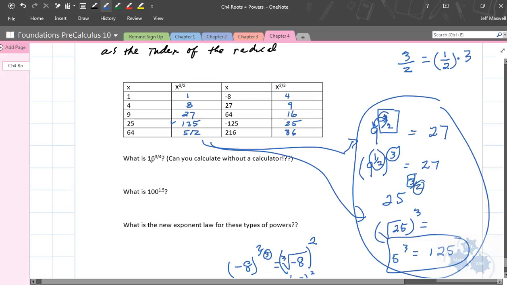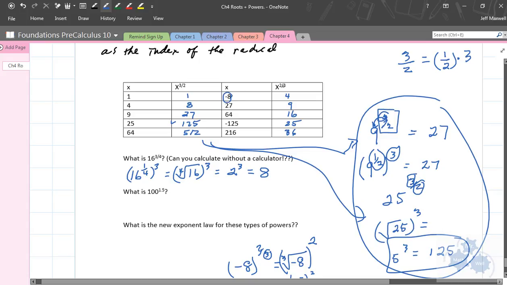So, what is 16 to the power of 3 quarters? Well, let's do 16 to the power of 1 quarter, and then we will cube it. So what's 16 to the power of 1 quarter? Well, that's the same as the 4th root of 16. And so what's the 4th root of 16? What times itself 4 times gives us 16? 2 times 2 times 2 times 2. So what is 2 cubed? 8.